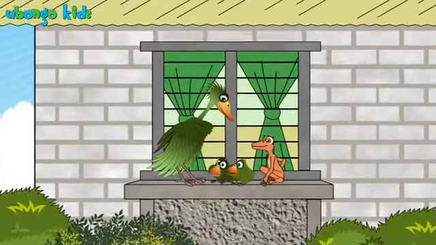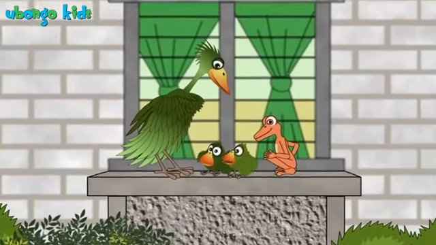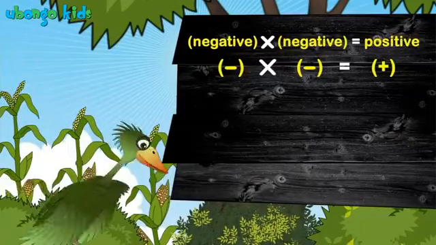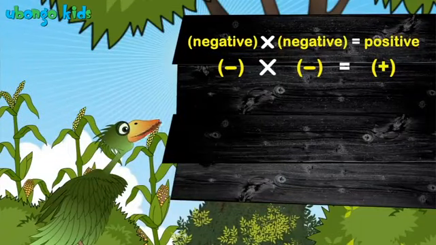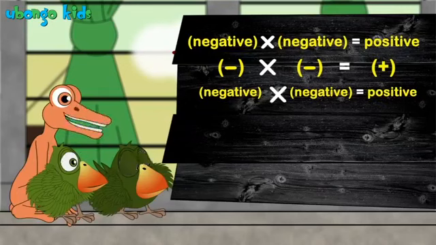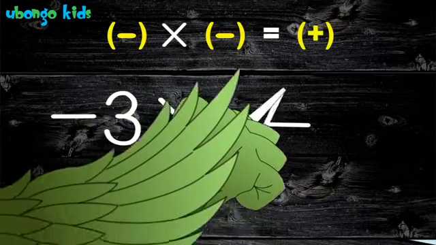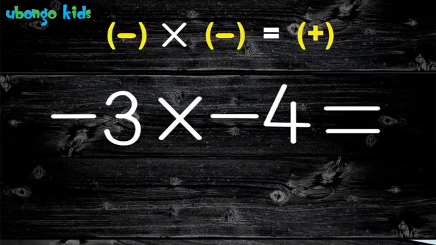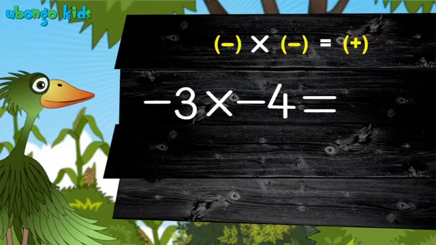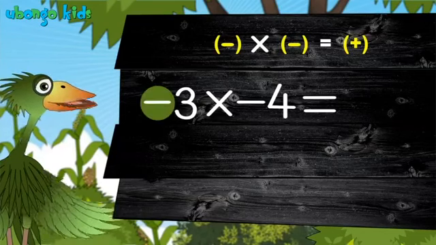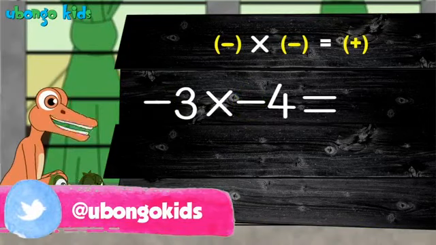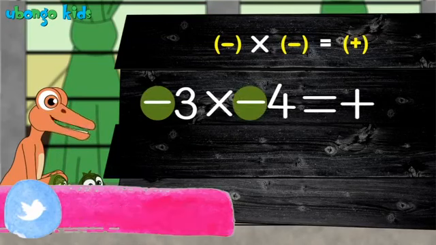But Mama, if you multiply a negative times negative, what do you get? Explain it, Mama. A negative times a negative. In Kiswahili, we'd say hasi. That means negative. For example, negative 3 times negative 4. Let's look at those negatives first. Do you see that? Negative times negative is positive. That's right. A negative times a negative is positive.